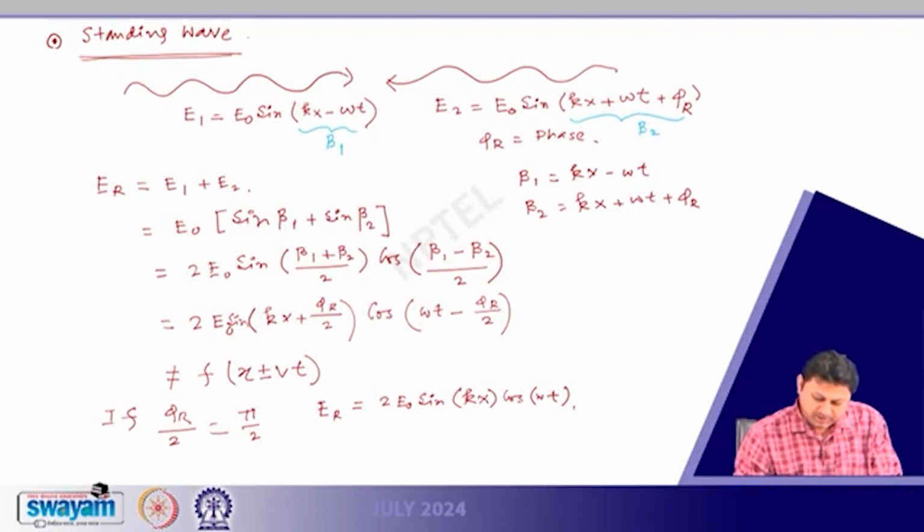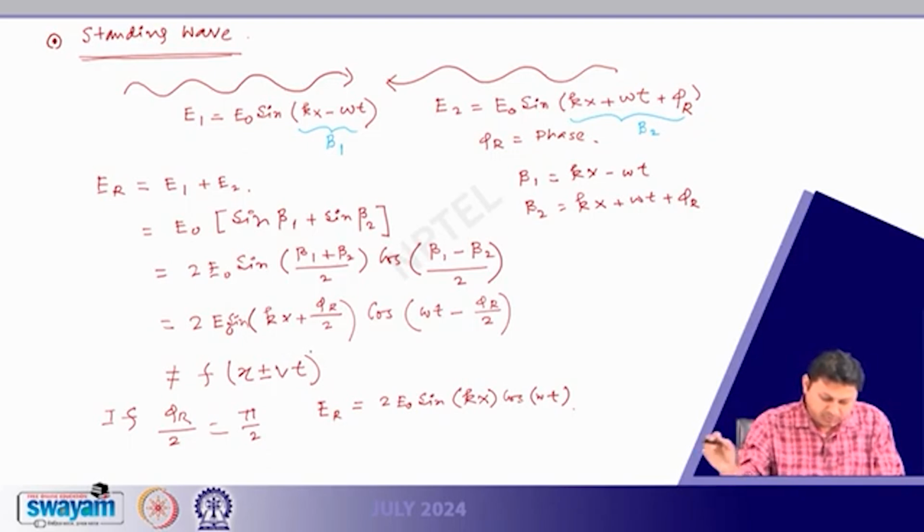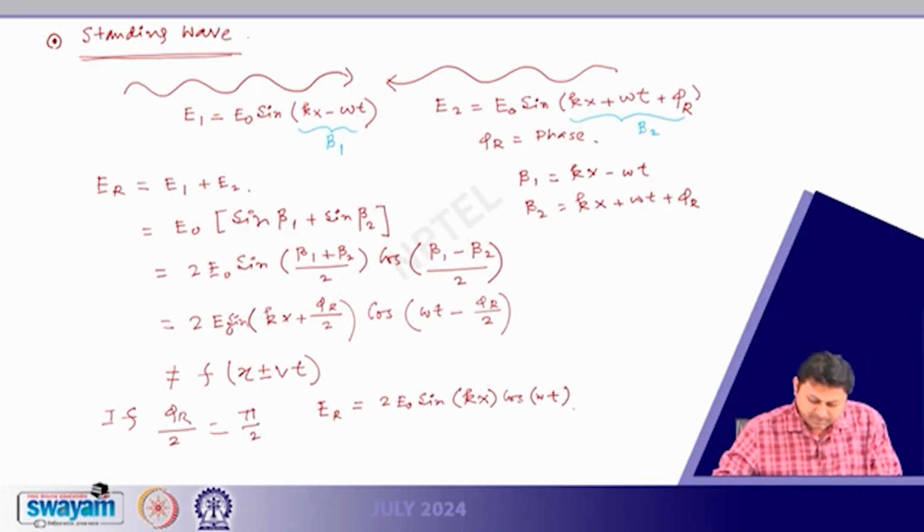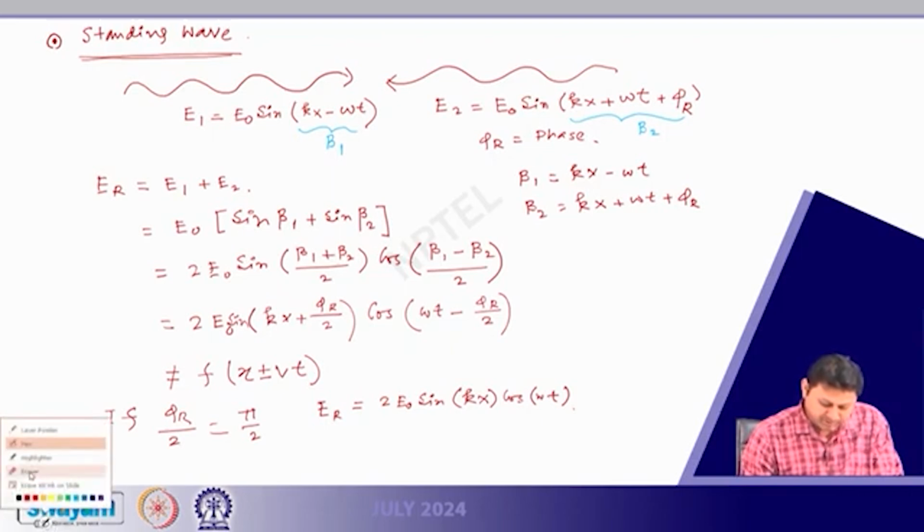So let me check. Sine of a plus b is sine a cos b plus cos a sine b. Okay, so make it simple. This quantity pi by 2, it should be cos and it should be sine. So in order to make this, let us make life more simple actually. Let us take this as 0.